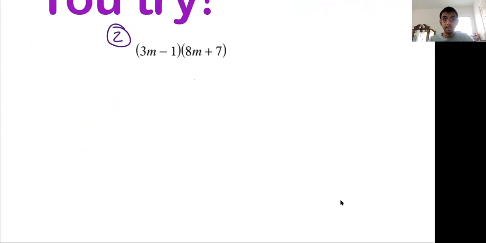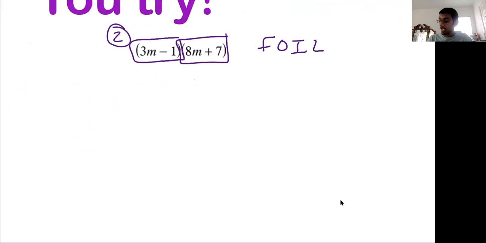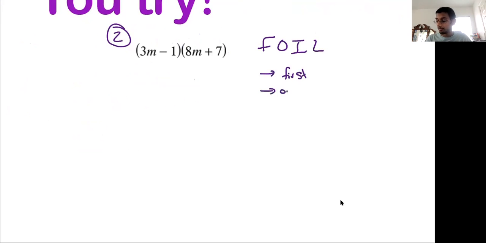Our next one, we do FOIL, as I just said, because there are two parentheses, parentheses 1, parentheses 2. And on the insides of them, we have two terms each, right? So now that I know this, I'm going to do FOIL. So remember that FOIL stands for first, outer, inner, and last.